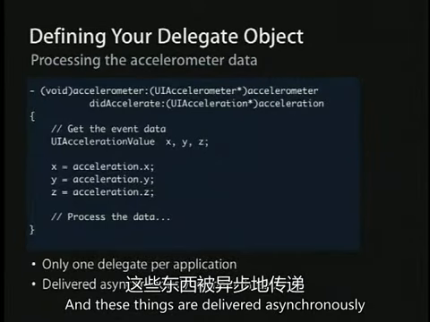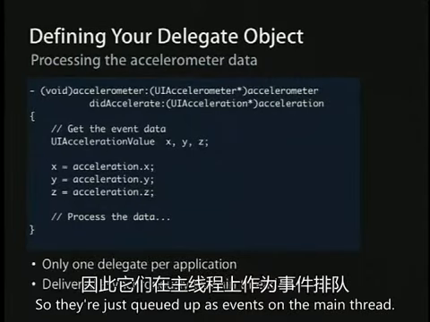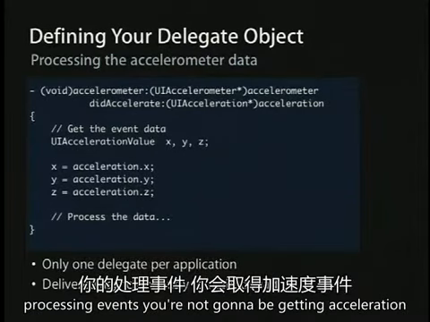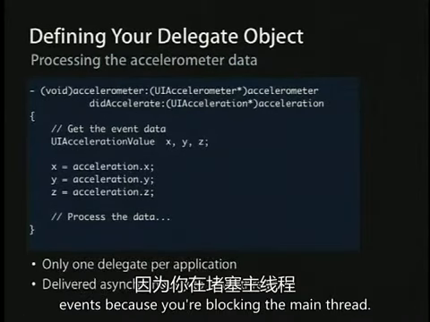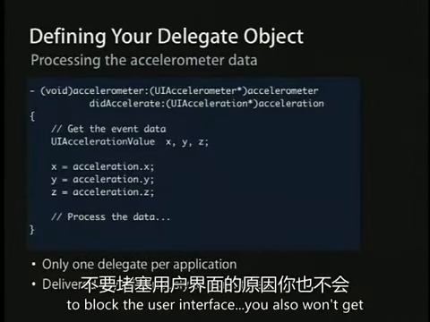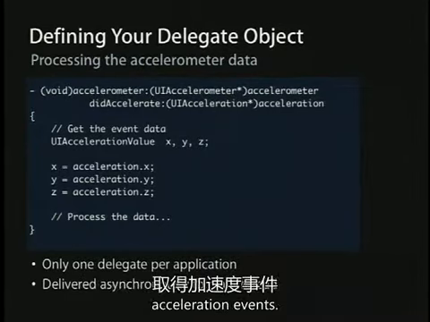And these things are delivered asynchronously on the main thread. So they're just queued up as events on the main thread. If your main thread is busy, blocked, not receiving or processing events, you're not going to be getting acceleration events because you're blocking the main thread. They're delivered on the main thread, so another reason not to block the user interface. You also won't get acceleration events.